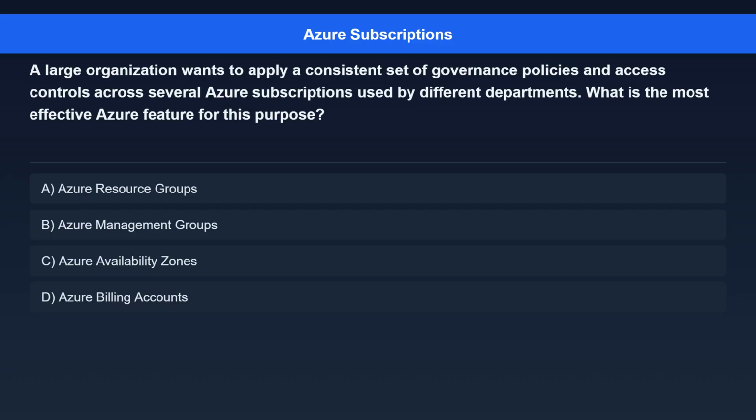Question 3. A large organization wants to apply a consistent set of governance policies and access controls across several Azure subscriptions used by different departments. What is the most effective Azure feature for this purpose? Option A. Azure Resource Groups. Option B. Azure Management Groups. Option C. Azure Availability Zones. Option D. Azure Billing Accounts.